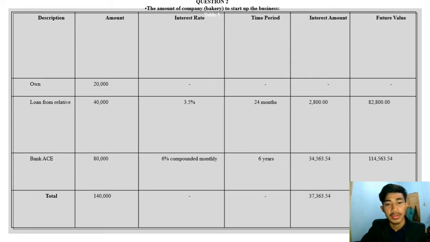Interest rate is 6% compounded monthly. Time period is 6 years. Interest amount is 34,563.54. Future value is 140,563.54.